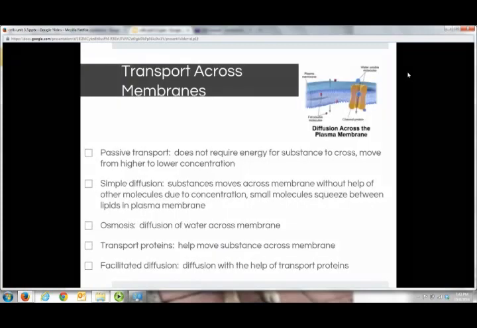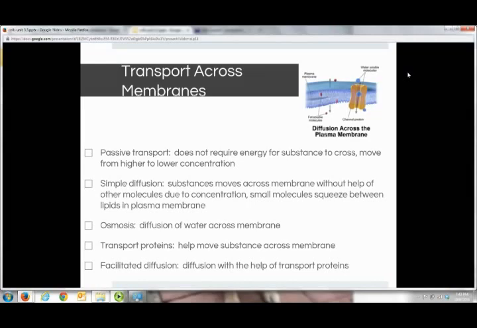Cells need to be able to get substances inside and outside in order to survive. And so some things are going to be able to cross the membranes directly. Others will be too large to cross through the membranes directly. The ones that do cross the membrane have a few different mechanisms by which this will happen.